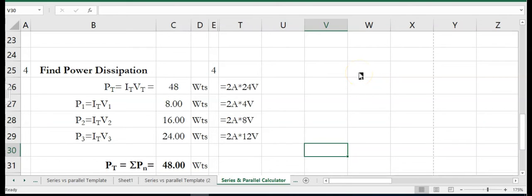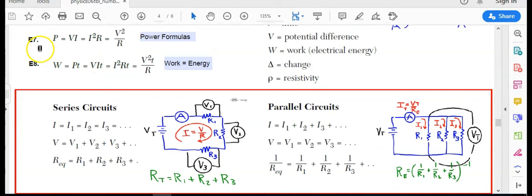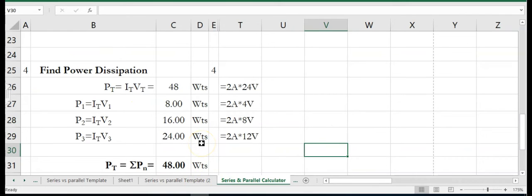In the fourth part of this problem, it's very simple. We're going to find the power dissipation. First for the total circuit, which is PIV, P equals I times V, although you may see here on the reference table in equation E7 that there are 2 alternative forms, I squared times R or V squared over R, but for now we'll just use the first one because it's so much easier and we have that information readily available. So we have a 2 amp draw in this circuit and a 24 volt push, so that gives us a 48 watt power output in our circuit.